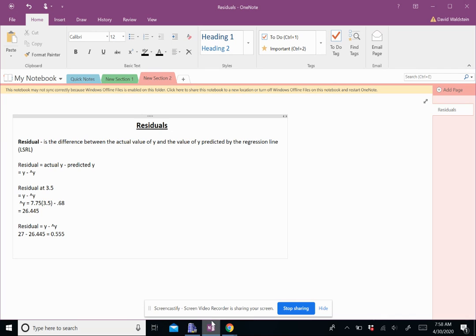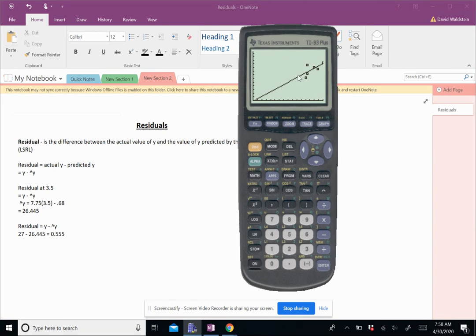What that means is that the point at 0.55 is about half a point above the line. And I'm guessing that's going to be this point right here. At 3.5, we can trace to check. And it is 27.5. So that means it's above what we would predict by about half a point on the ACT. All right, so that's what our residual is and how to find it.